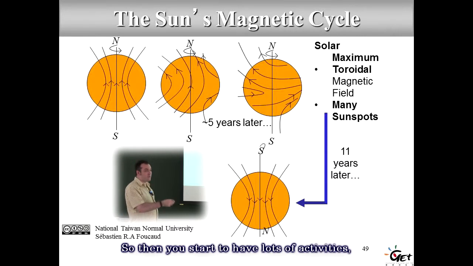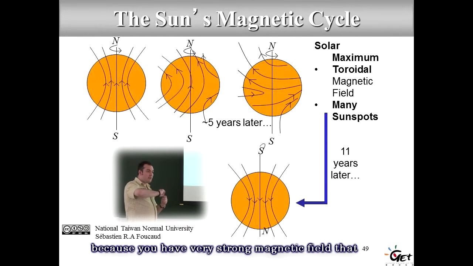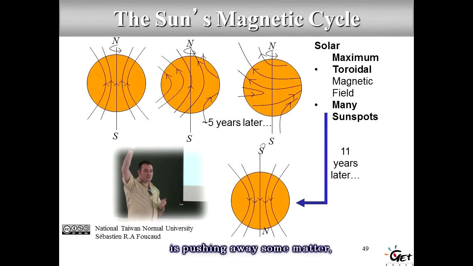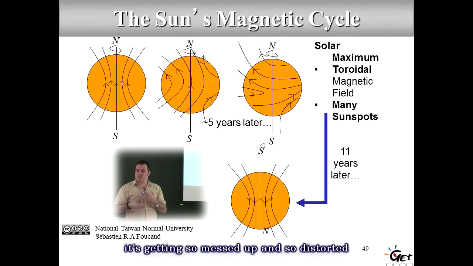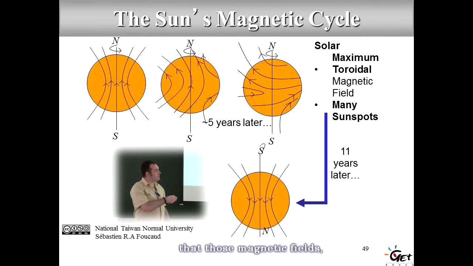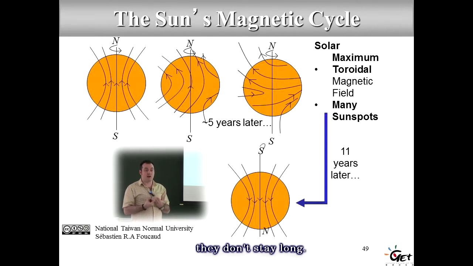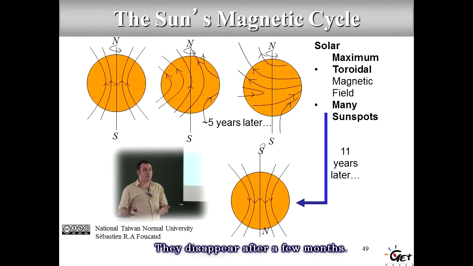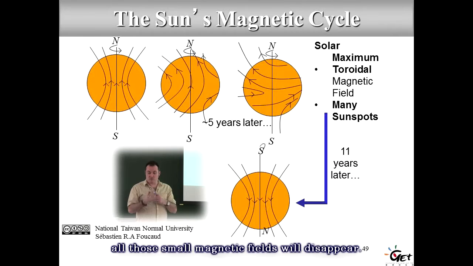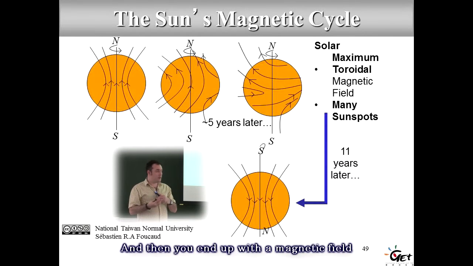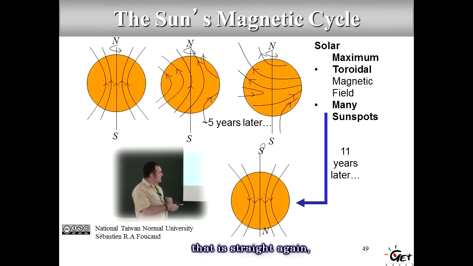So then you start to have lots of activity, because you have a very strong magnetic field that is pushing away some matter and it's falling down somewhere else. And after a while, it's getting so messed up and so distorted that those magnetic fields, because they are very small, don't stay long. They disappear after a few months. So after a while, all those small magnetic fields will disappear. And then you end up with a magnetic field that is straight again, but going the other way around.